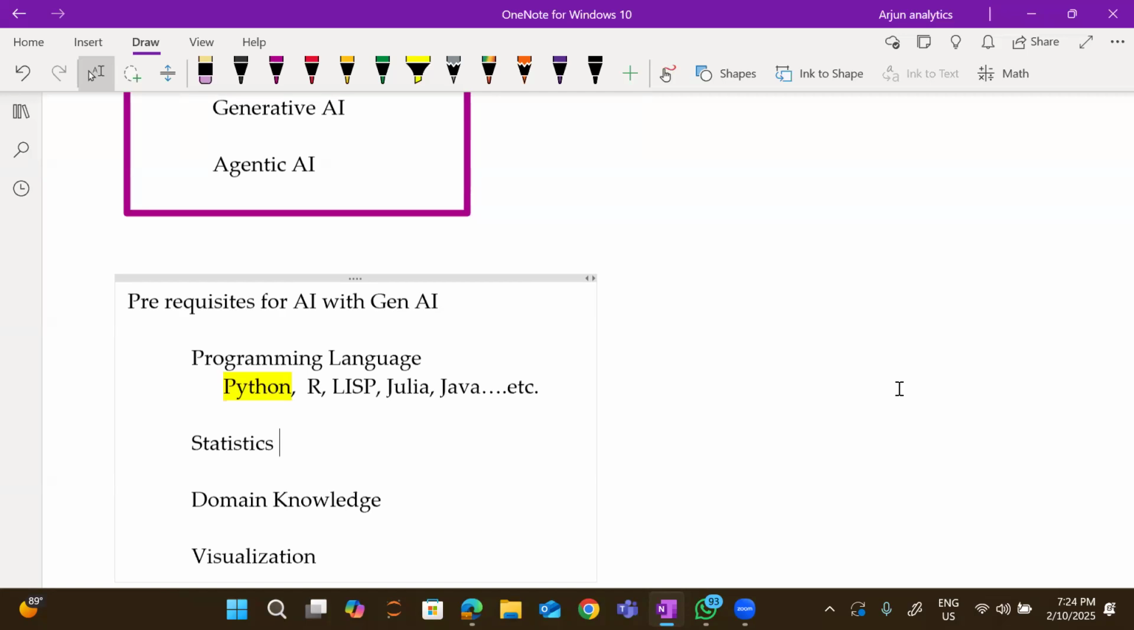Next one is domain knowledge. What is domain knowledge? If you are working in any industry, that comes under the category of domain knowledge. For example, you are working in a mall as a manager. You are working in a mall.